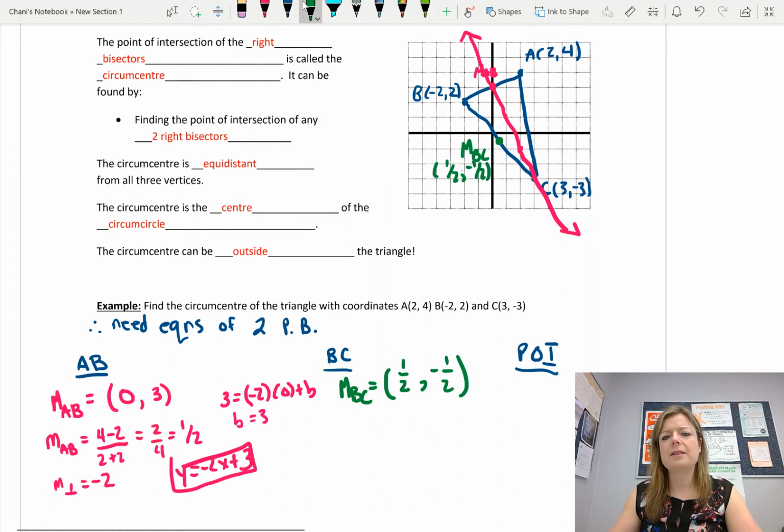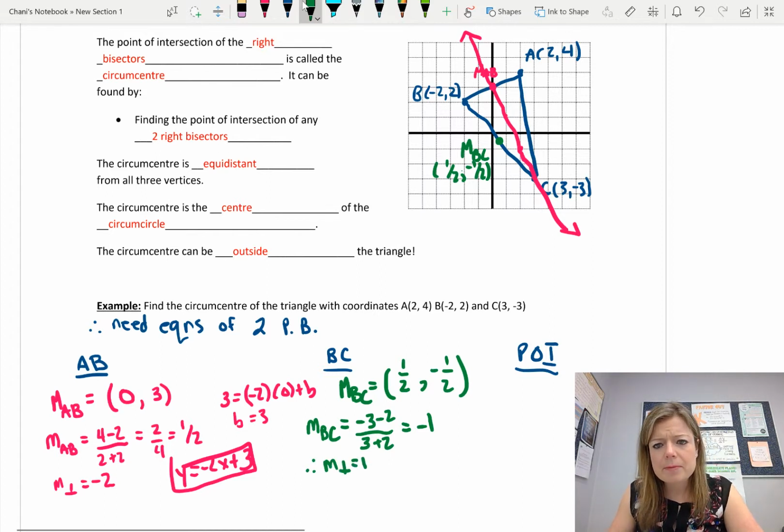Okay, so now we need to find the slope of BC, so we know the slope of its perpendicular. So the slope of BC is equal to -3 minus 2 over 3 plus 2. So that is equal to -1. So therefore, the slope of the perpendicular is +1. So that's pretty easy. You just go up 1 over 1, up 1 over 1, up 1 over 1, down 1 over 1, okay, to create this line.